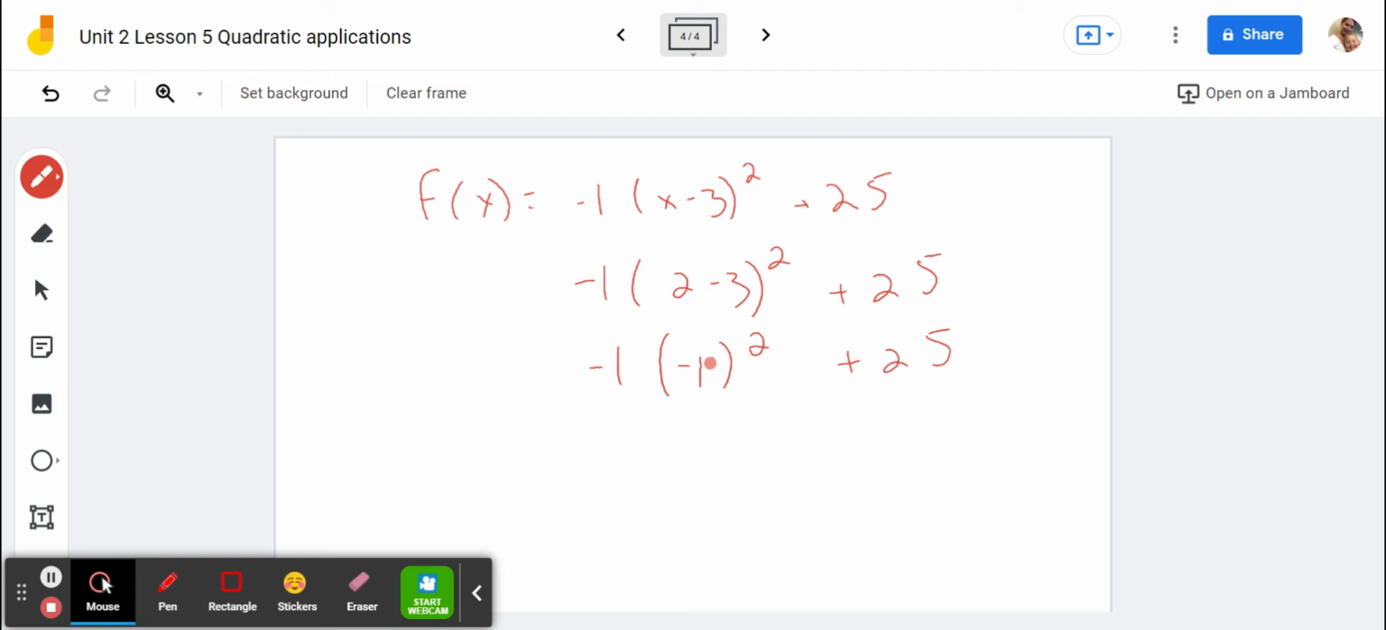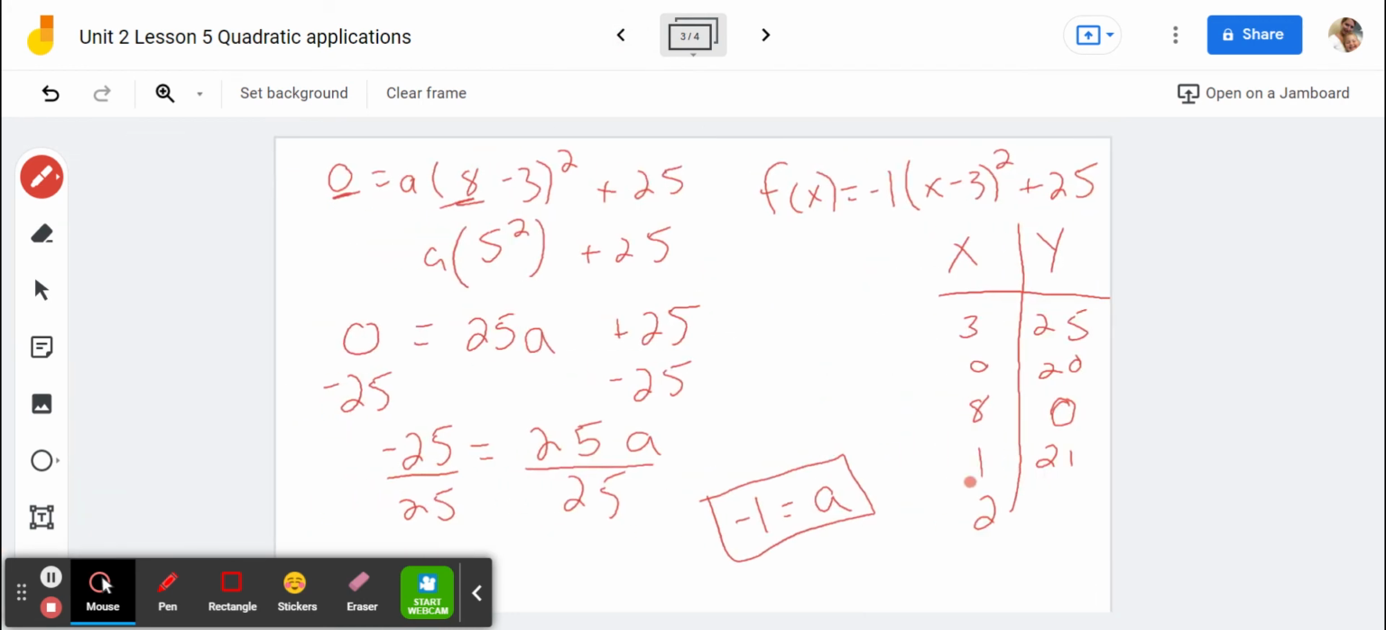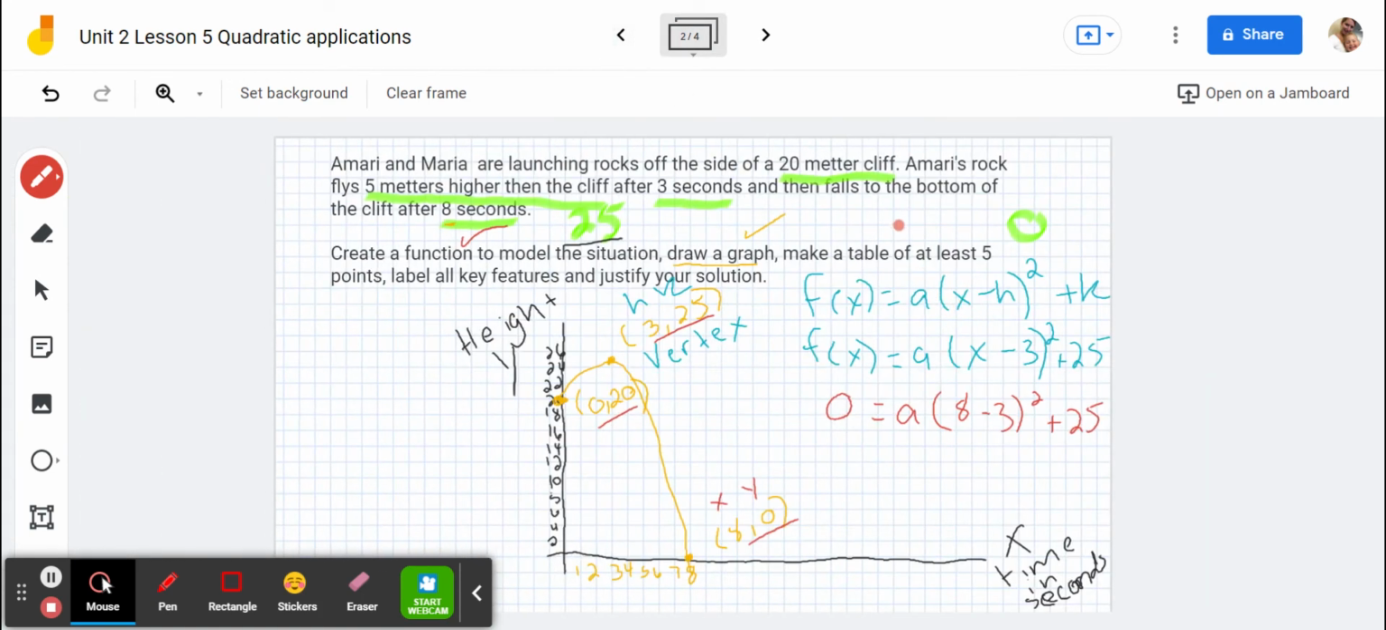So negative 1 squared is positive 1. Positive 1 times negative 1 is negative 1 plus 25 means I have 24. So if I input 2, I get 24. So here we go, 24. All right, now I got 5 points. I have a table with 5 points. Bam. Okay. Label all the key features and justify your solution.